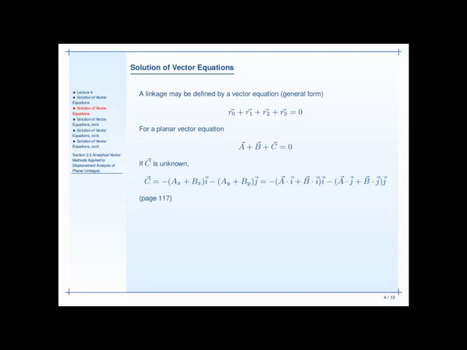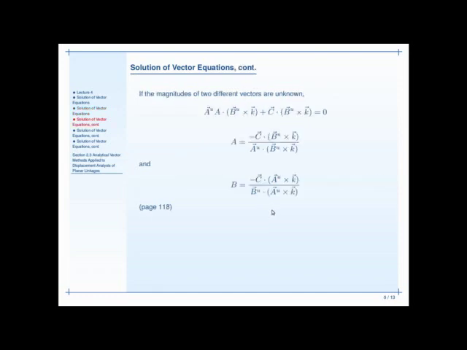In the first case, if the magnitudes of two of these vectors in whatever system we're looking at are unknown, just the magnitudes, but we know the directions, we can use that A plus B plus C equation to generate this result. If we then solve for each of the unknown magnitudes, in this case A and B, we can find these two equations to generate the magnitudes.